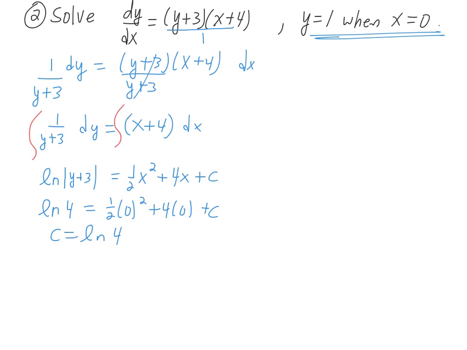So let's now resubstitute. Let's go back to our equation. We have the natural log of y plus 3 is equal to 1/2 x squared plus 4x plus, and now we can replace c with the natural log of 4. So we've separated our variables, we have integrated, we have found our c, we've substituted in what c is, and now our last step is to solve for y.